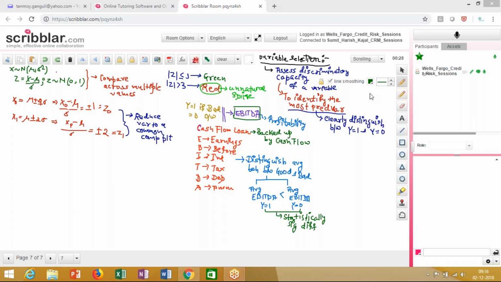Now this can be done using multiple ways. Since this is a continuous variable, we can deploy mean difference tests. And within the mean difference tests, there are multiple kinds of testing procedures. There are parametric testing procedures, there are non-parametric testing procedures, and so on. So over here, we can perform a simple mean difference test.